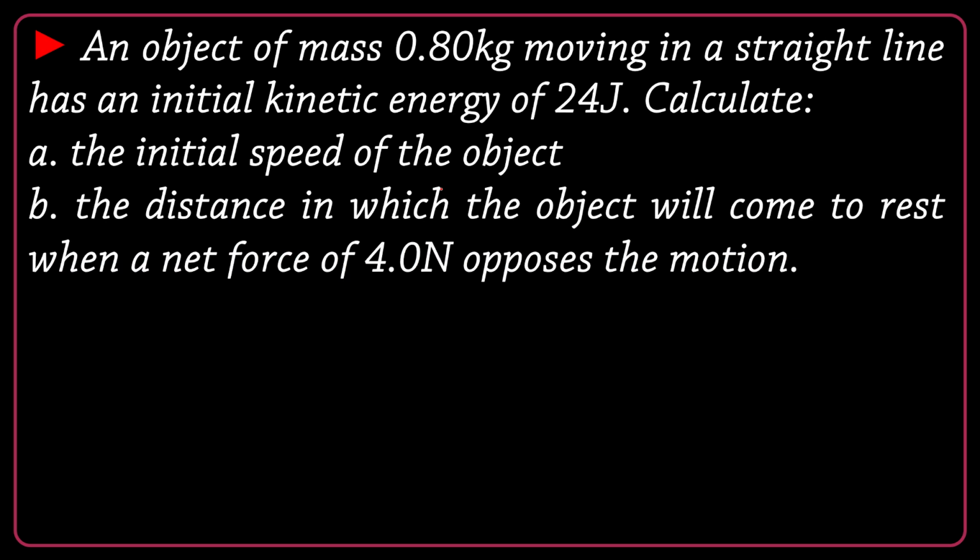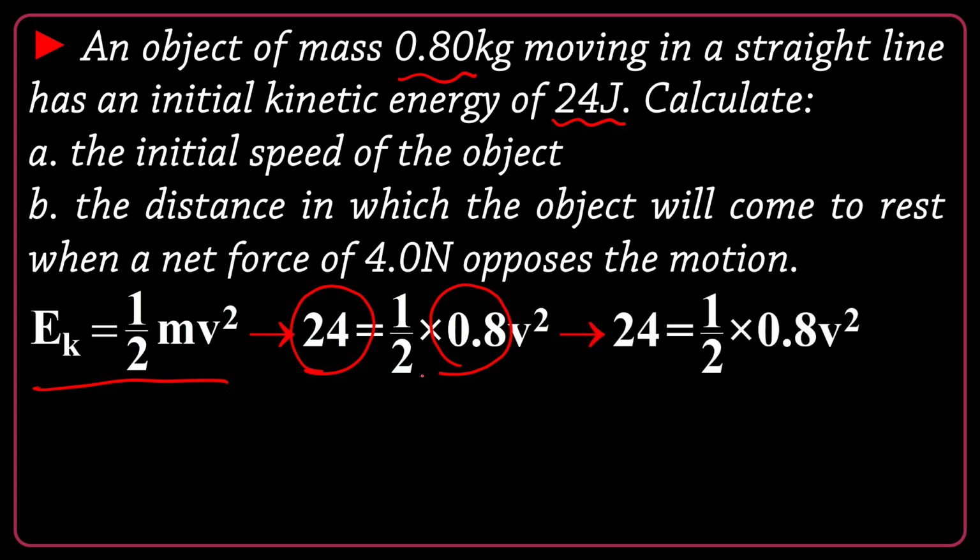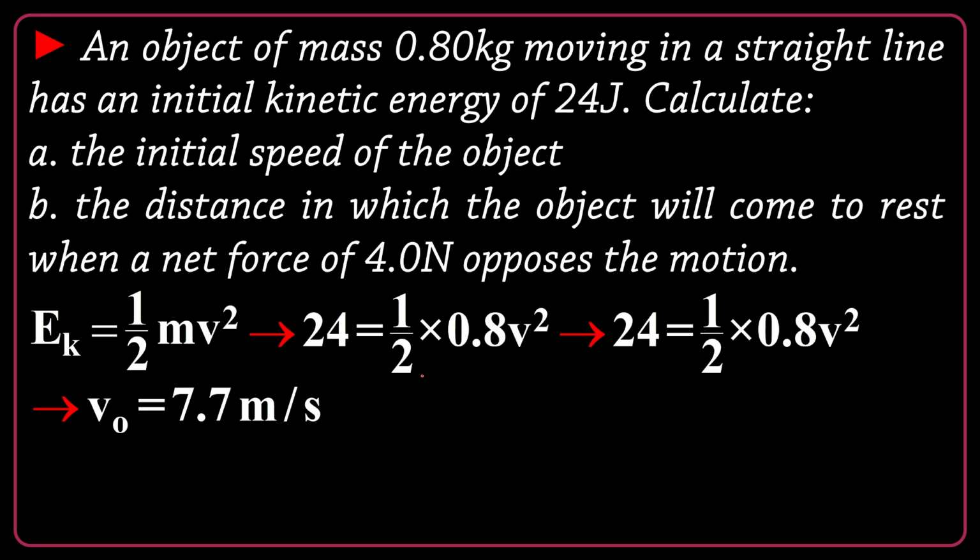An object of mass 0.8 kilogram moving in a straight line has an initial kinetic energy of 24 joules. Calculate the initial speed of the object. Okay, I have initial kinetic energy, I have the mass, so the only thing remaining is the initial speed. It's very easy. Let's use the main formula, half of mv squared, plug in the values, 24 for the kinetic energy, and this is the mass, and v is going to be 7.7 meters per second.